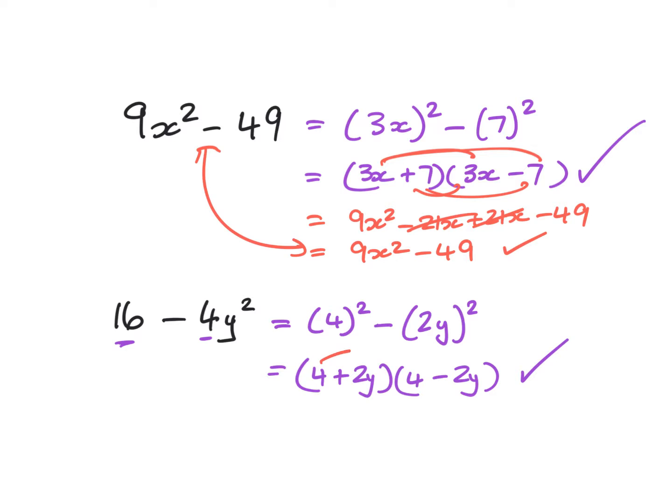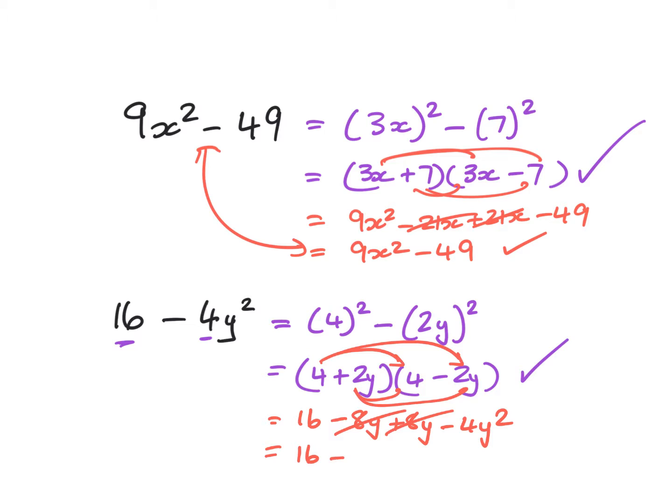But just to make sure, I'm going to multiply my brackets out. So 4 multiplied by 4 is 16, 4 multiplied by minus 2y is minus 8y, 2y multiplied by 4 is going to be plus 8y, and 2y multiplied by negative 2y is going to be negative 4y squared. That cancels with that. Therefore my answer is 16 minus 4y squared. Are they the same? Yes, they are. Done correctly.